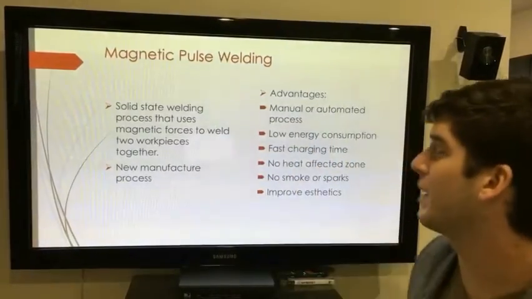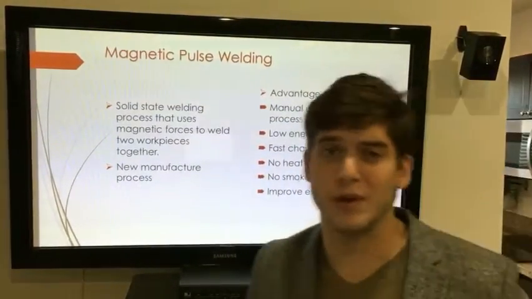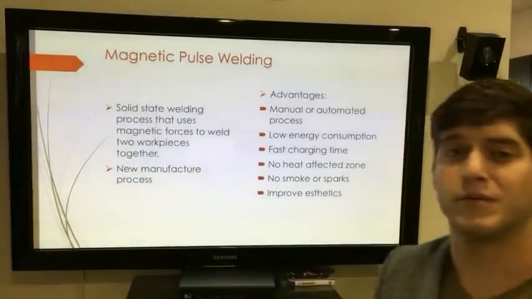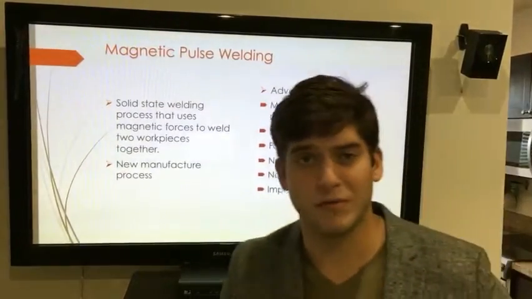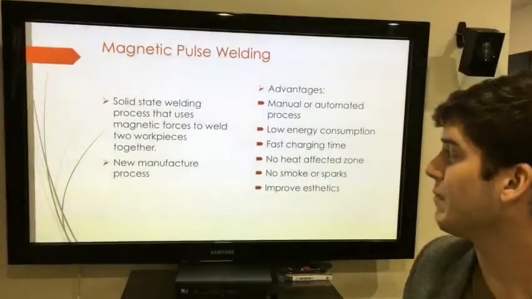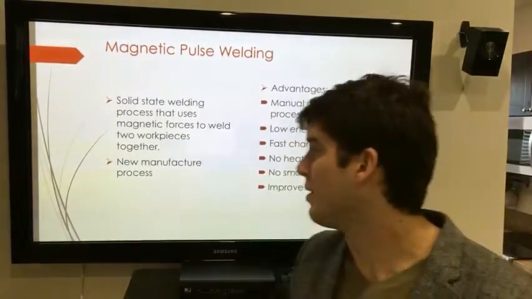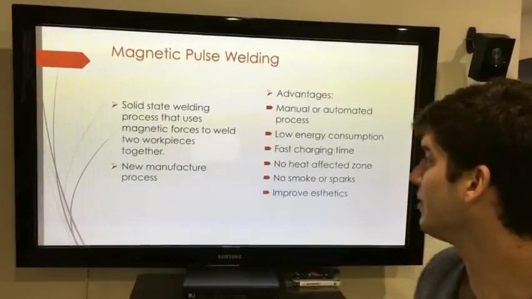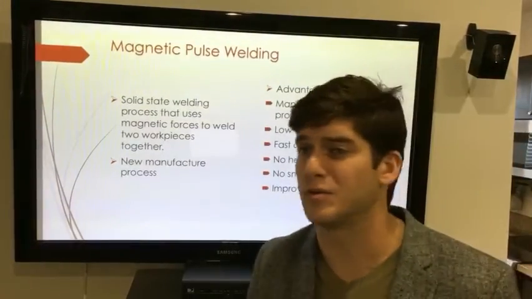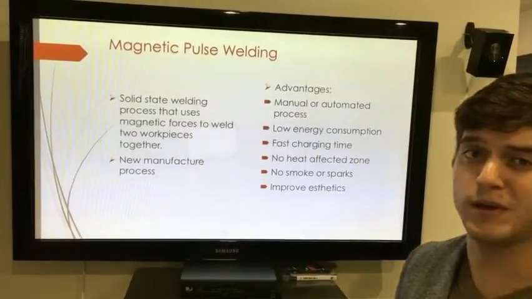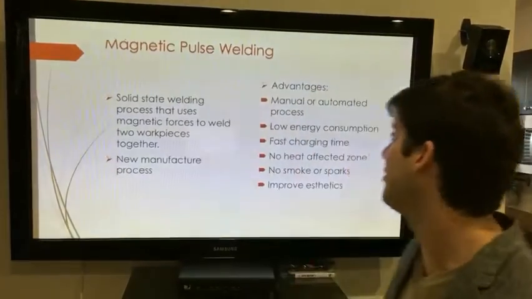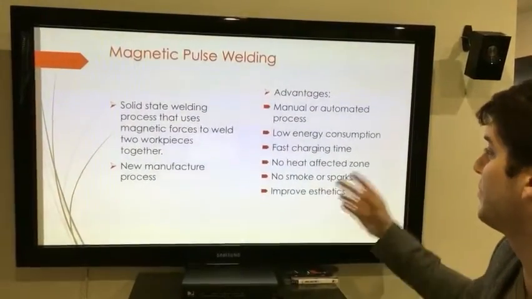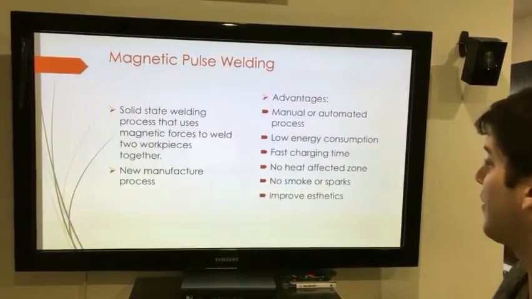Now I'm going to talk about magnetic pulse welding, which is the newest manufacturing process in the welding field. It is basically a welding process that uses magnetic forces to weld two pieces together. As I said, it is the newest one, so they haven't found the disadvantages. One of the advantages is that it's a manual or automated process.